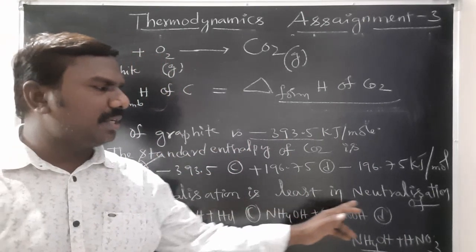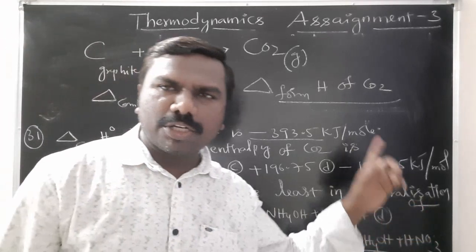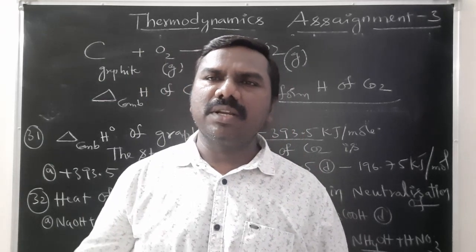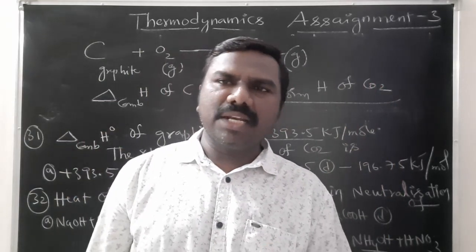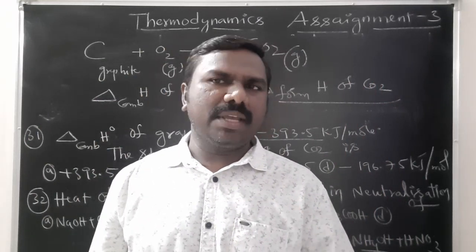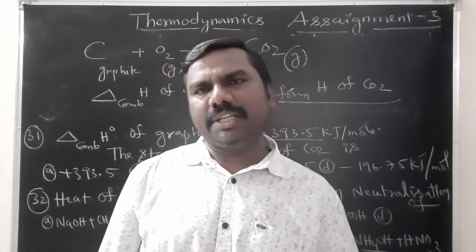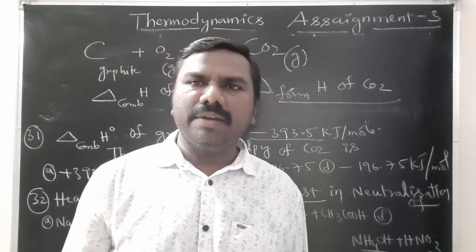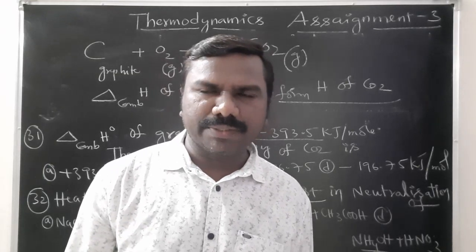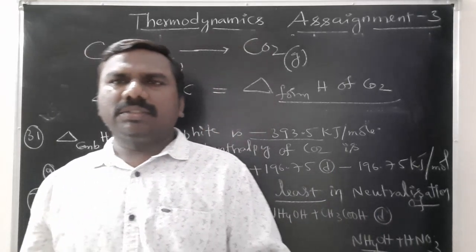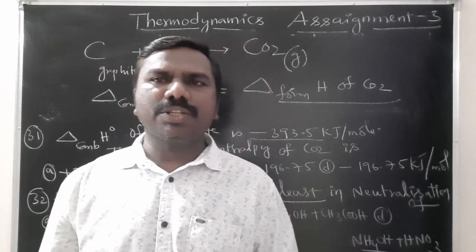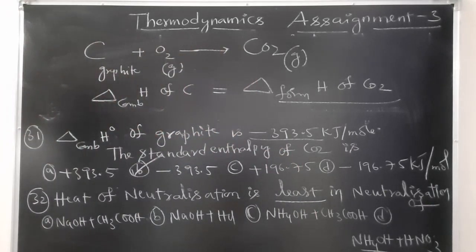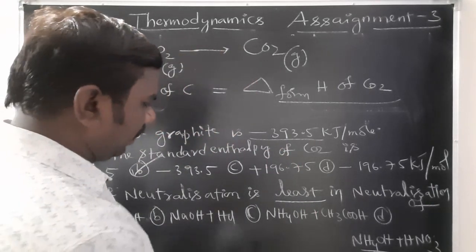32. Heat of neutralization is least in the neutralization of. I gave clearly: strong acid, strong base neutralization releases more energy than strong acid, weak base, and weak acid, strong base, and weak acid and weak base. Here they are asking least. Least will happen in weak acid and weak base neutralization. The heat released by the neutralization of weak acid and weak base will be very low. So answer will be weak acid, weak base.